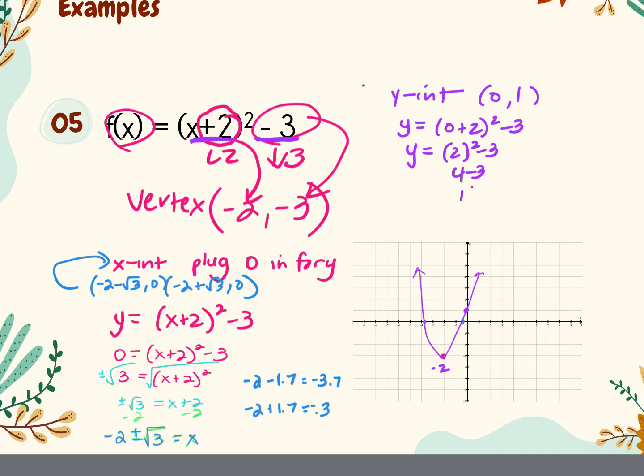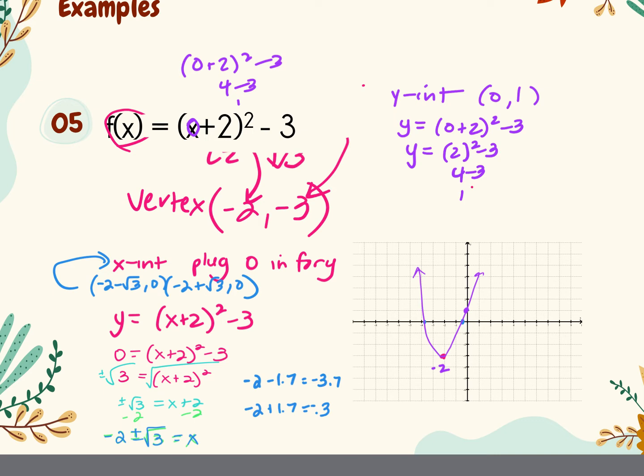Can you go over the y-intercept? The y-intercept, I plug 0 in for x. So from this equation, I make this 0. So it'd be 0 plus 2 squared minus 3. 2 squared is 4, minus 3 is 1. So for the y-intercept, 0 becomes x, and for the x-intercept, 0 becomes y.